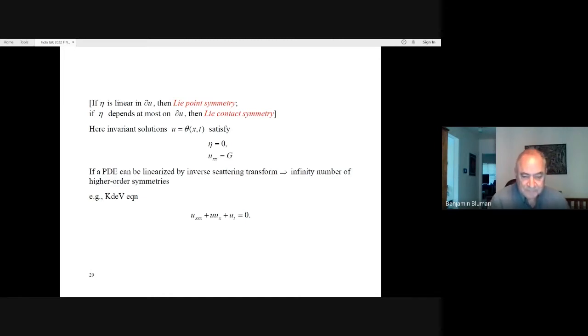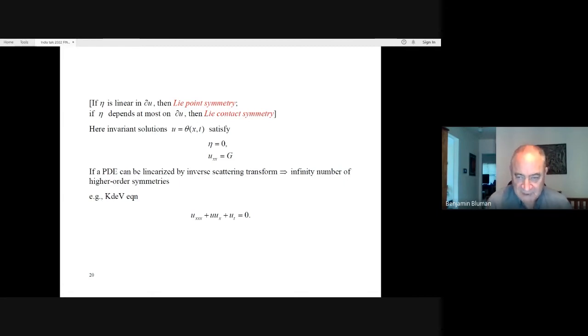And if eta is linear in the first partials, then we have a Lie point symmetry. And if eta depends at most on the first order partials, but not necessarily linearly, we could call that a Lie contact symmetry. By the way, these can only exist in the case of one dependent variable. For higher dependent variables, there are no Lie contact symmetries for a PDE. So here, invariant solutions u equals theta of x and t would satisfy eta is zero and the PDE being satisfied. Remember for the point symmetry that eta was eta minus c ux minus tau ut; that was the invariant surface condition. So eta equals zero is formally the invariant surface condition expressed in another way.